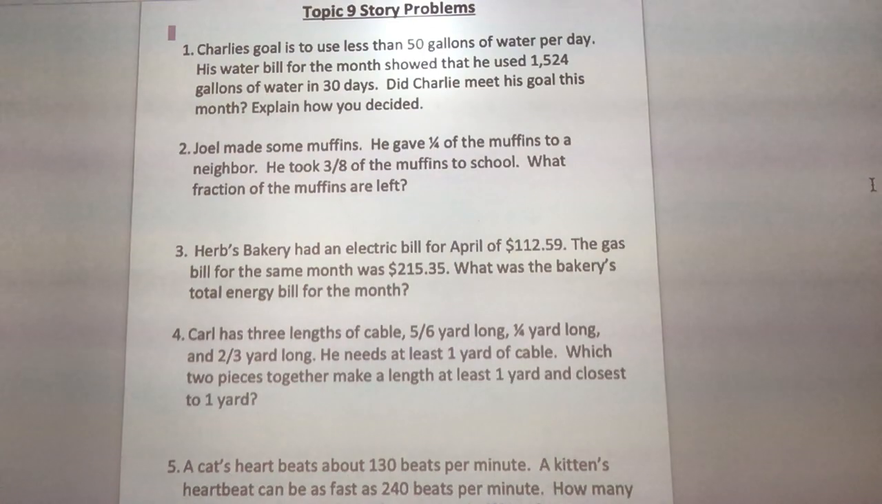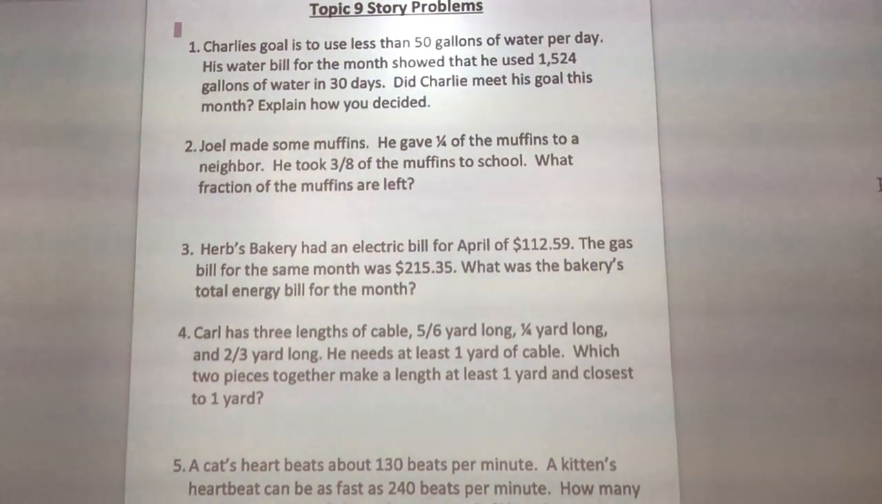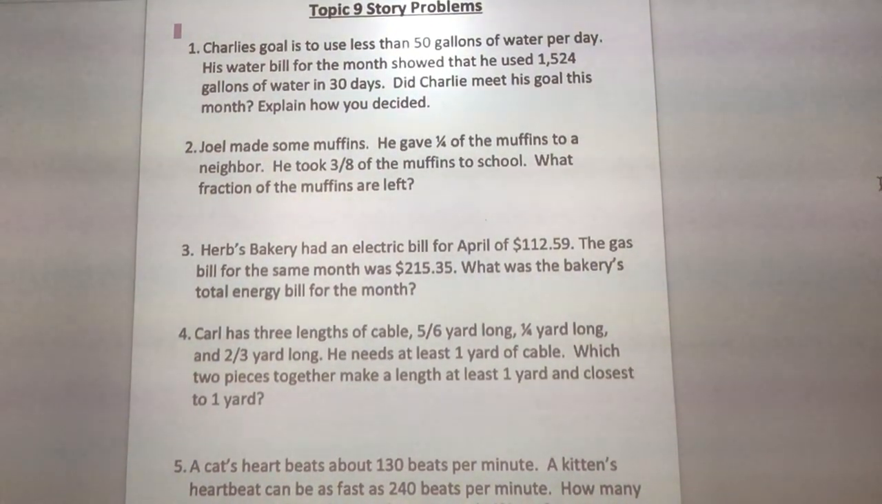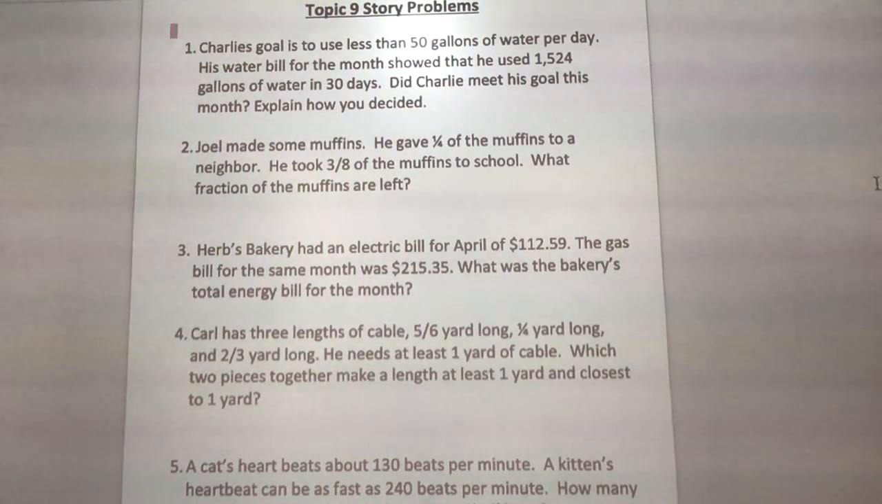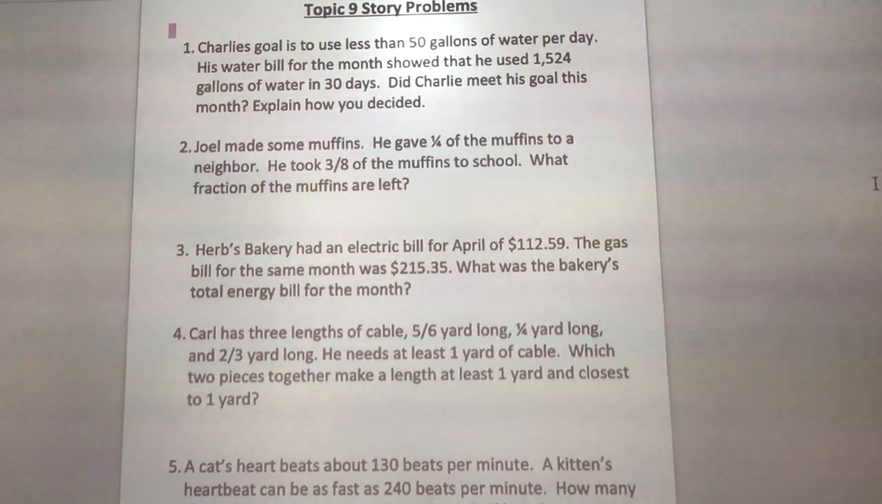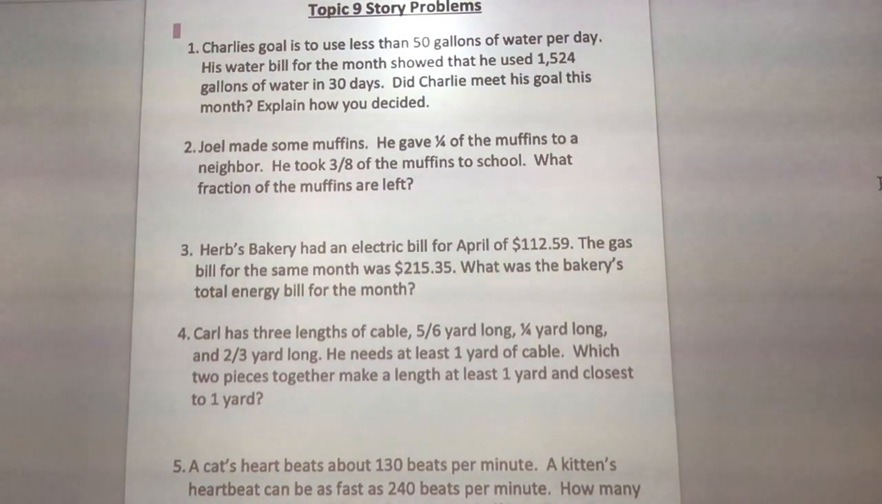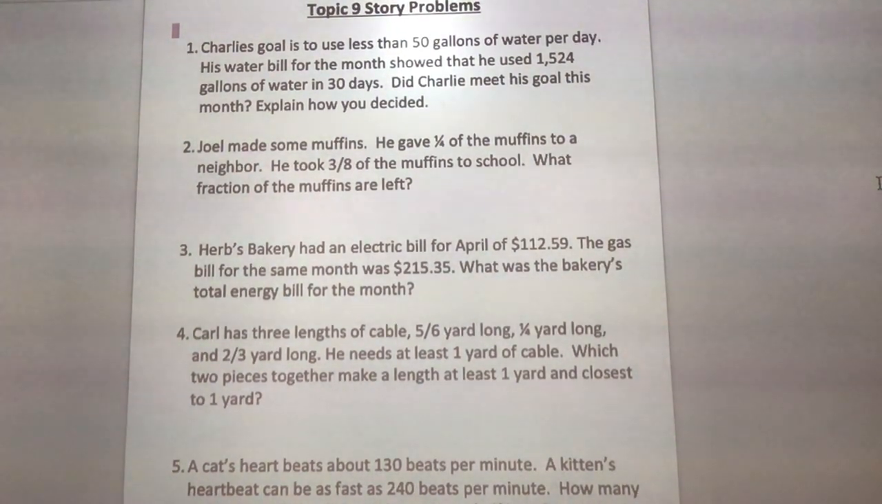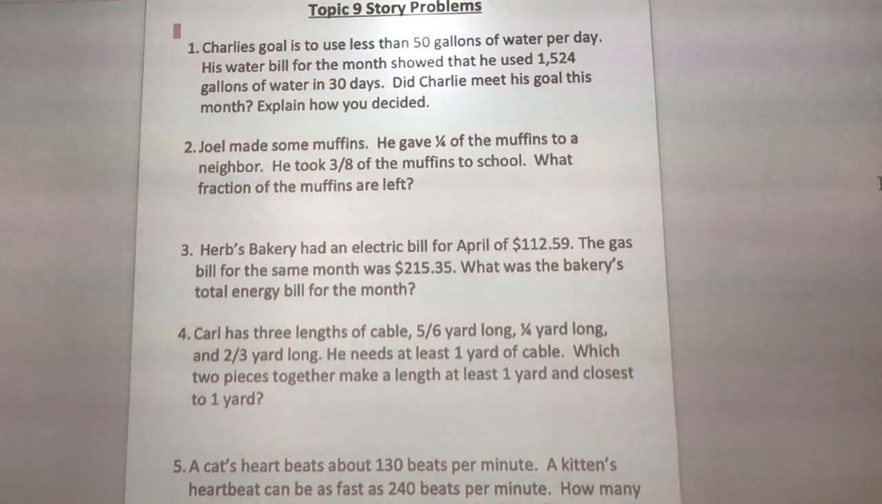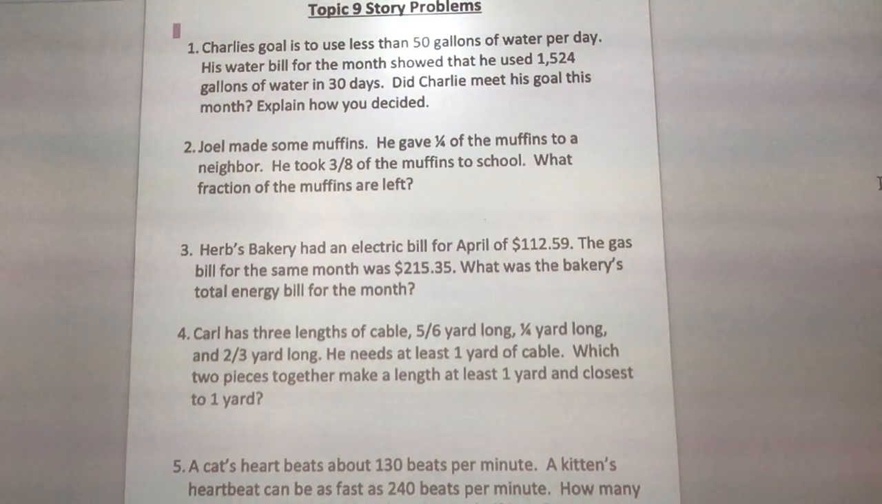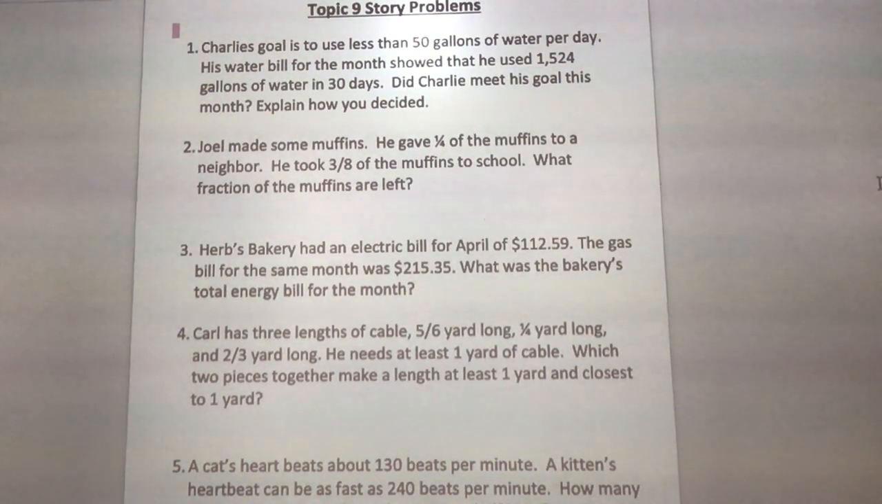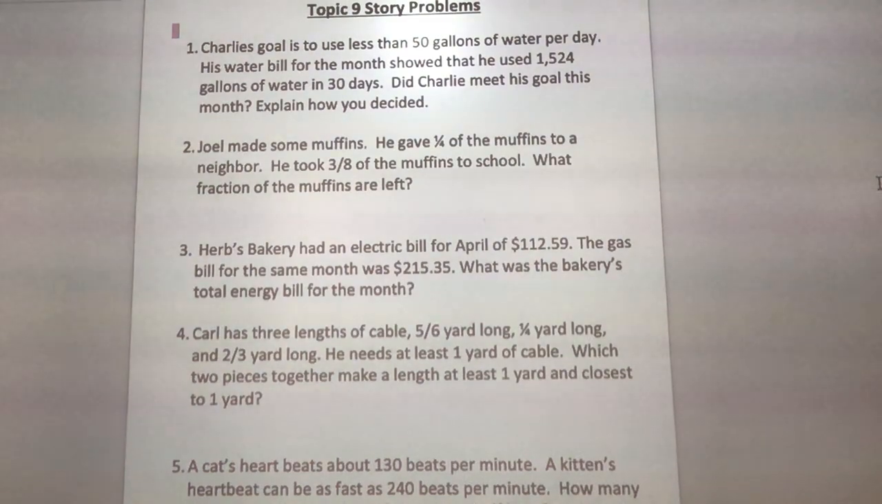All right. Number 4. Carl has 3 lengths of cable. Cable is kind of like the lines you could see for your phone lines when you're driving, or it can be small cables like what connects your internet cables or TV cables. So kind of like rope that has wires in it. So he has 3 of them.